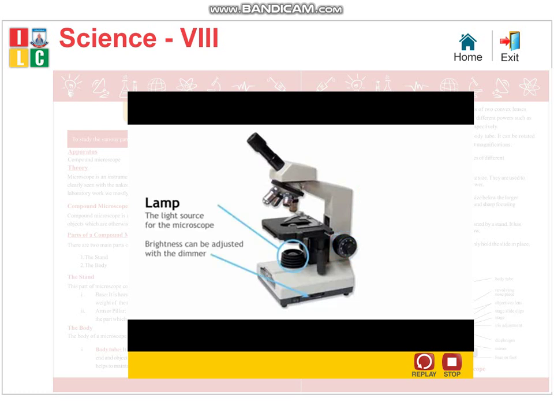The lamp. This is the light source for the microscope. The lamp brightness can be adjusted using the dimmer. The diaphragm. This is a rotating disc found under the stage. It varies the light intensity that is projected upwards into the slide.